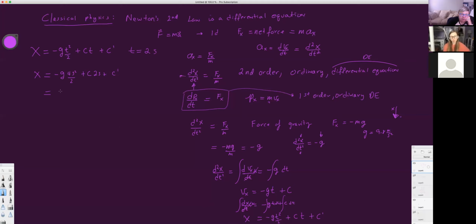Let's just make g 10 for fun. So this becomes minus 20 meters, right? Because the seconds squared cancels with the g's seconds squared. Plus 2 times 2 seconds times c plus c prime. Does the person who wants to know where their ball is know where their ball is? Oh no, because you still have the c's. Right, so differential equations are not the end of the story.